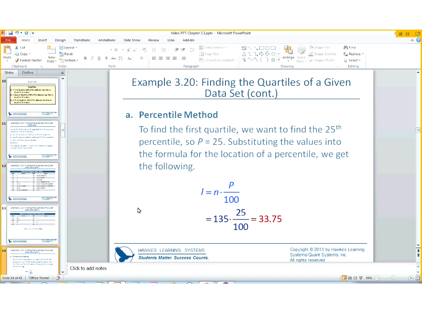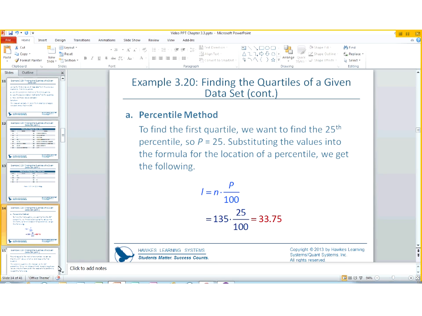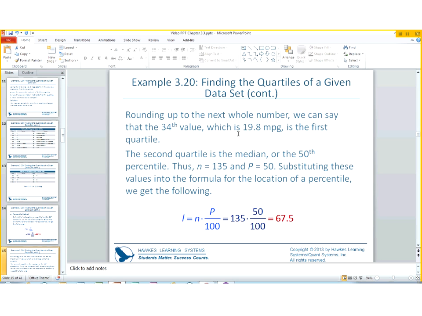The percentile method: what you're going to do is look for the 25th percentile. So location equals the sample size times the percentile over 100. If you put in the 135 as your N, and the 25 representing the 25th percentile over 100, you get 33.75. Remember, you have to round up, so that becomes 34th place. So you go look for the 34th place and you find 19.8. Because remember, L just means location. It doesn't mean the actual value.